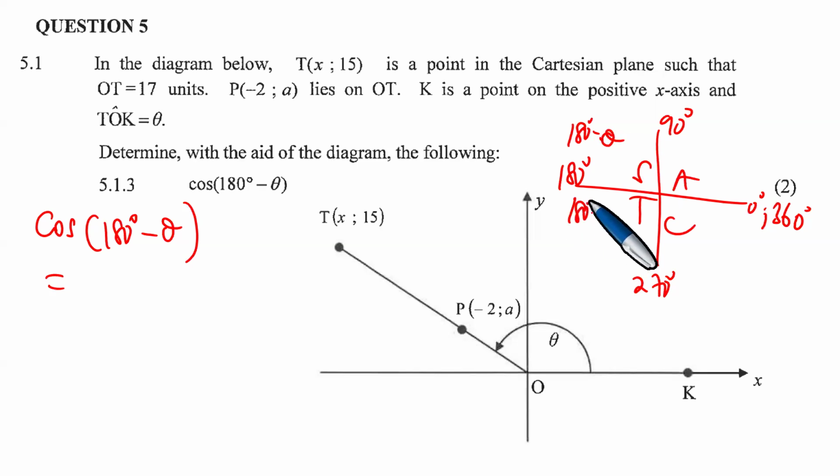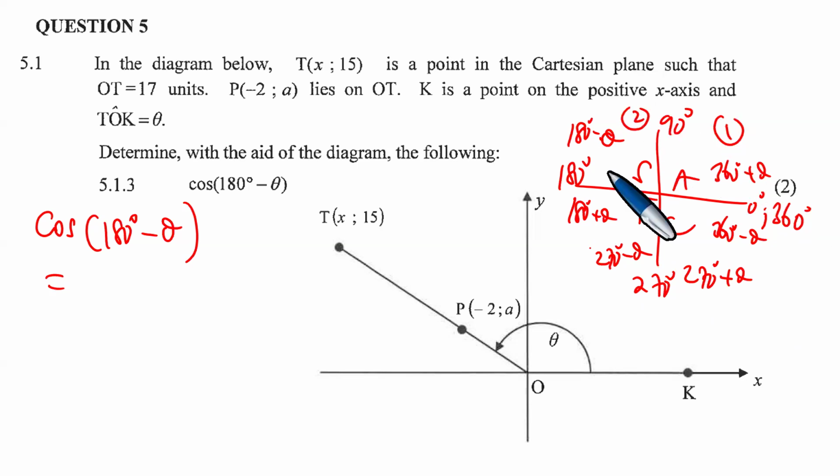Right, so if we go back here, we have 180 degrees minus theta, 180 degrees plus theta, 270 degrees plus theta, 270 degrees minus theta, 360 degrees minus theta, and 360 degrees plus theta. This is the first quadrant, the second quadrant, the third quadrant, and the fourth quadrant. So if you say 180 degrees minus theta, you are in quadrant 2, in which only the sine is positive, meaning the cosine is going to be negative cosine theta.